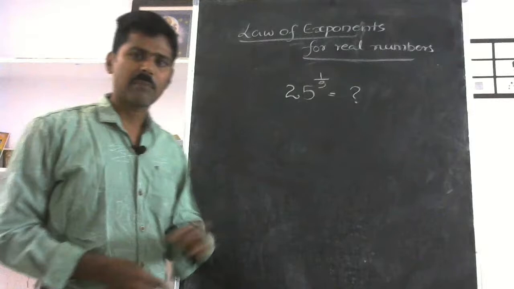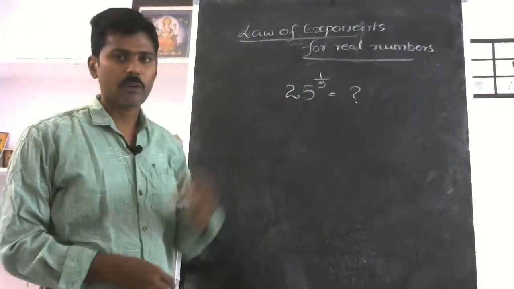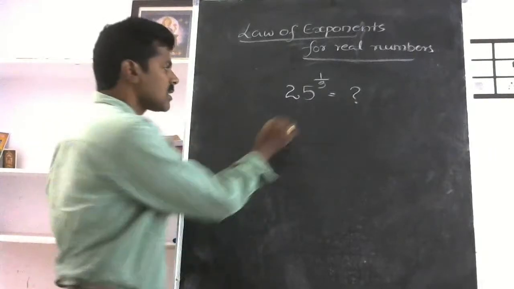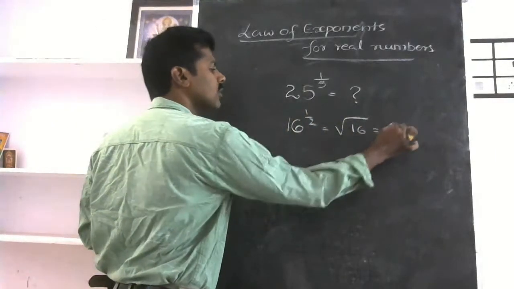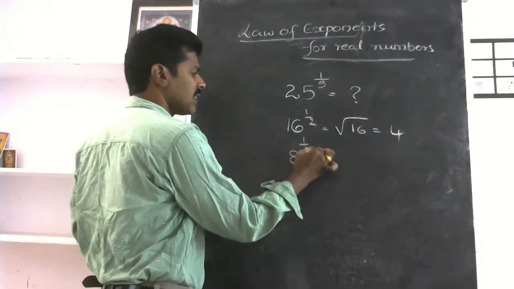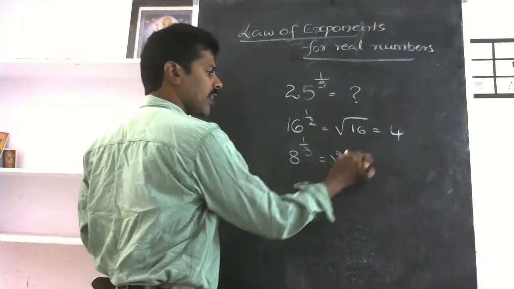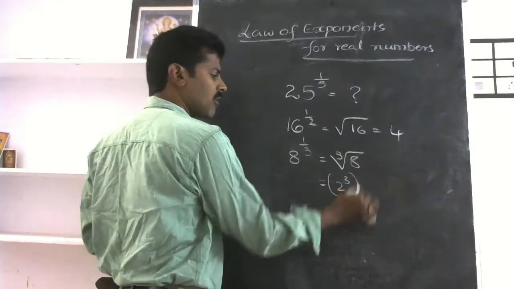Sir, you are saying all these are real numbers. You mentioned all these are real numbers. Okay, what about 25 power 1 by 3? If it is 16 power 1 by 2, sir, we know that is square root of 16. I will get 4. If you give 8 power 1 by 3, that is nothing but cube root of 8, sir. So this can be written as 2 cube whole power 1 by 3, sir.